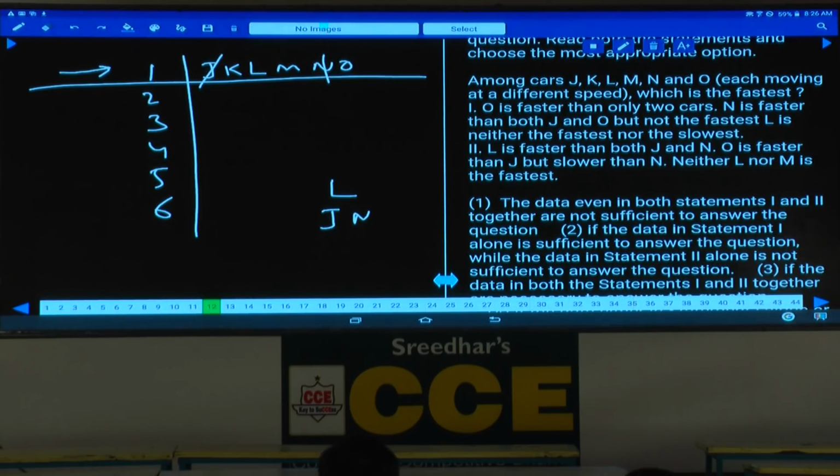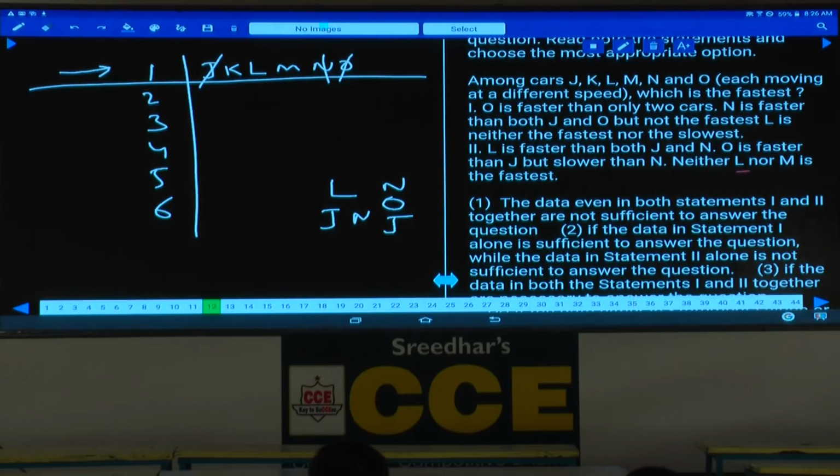Next one. O is faster than J but slower than N. Hence, O and J are after this N. Hence, O and J cannot be the fastest, isn't it?